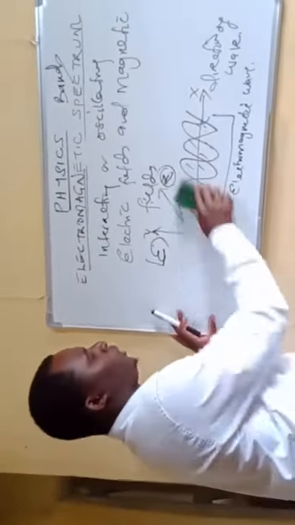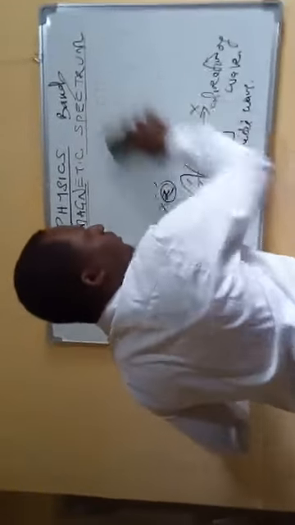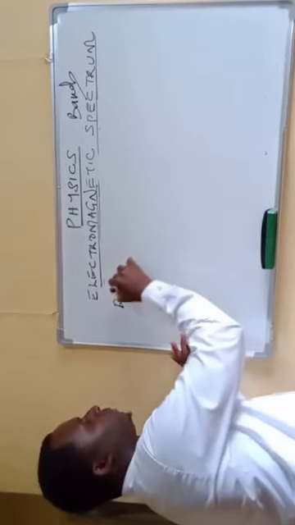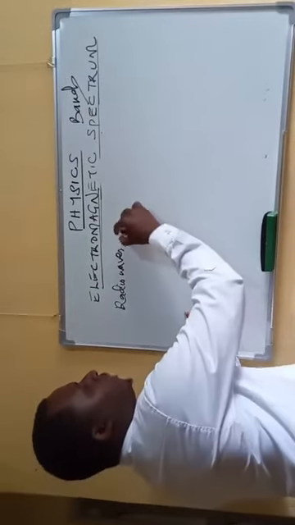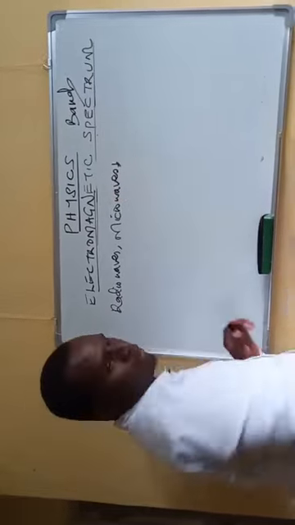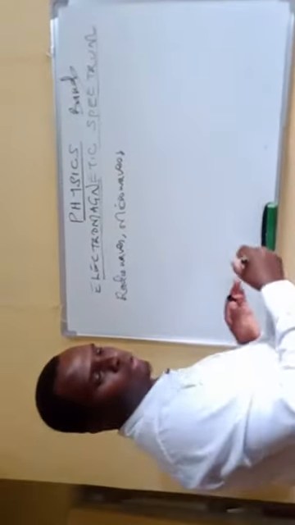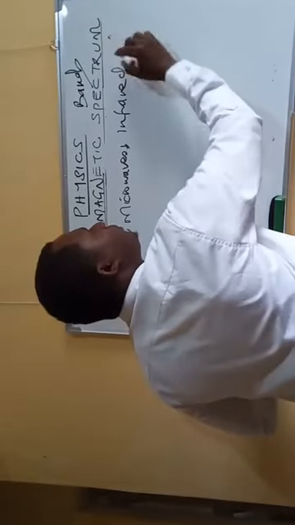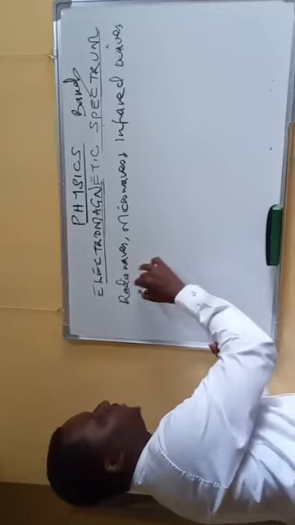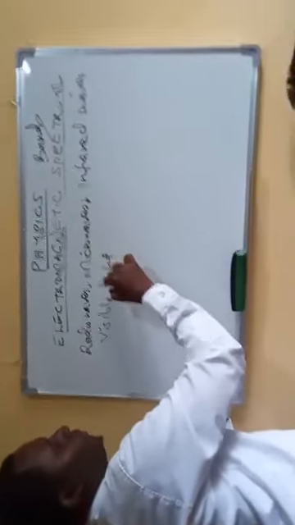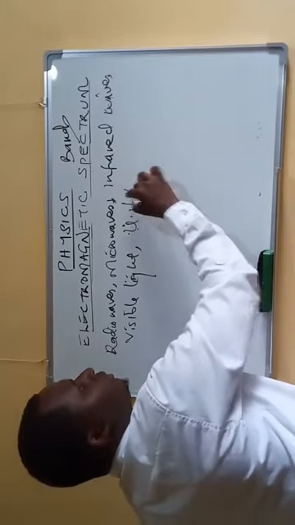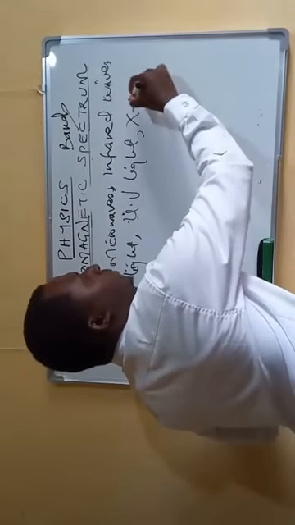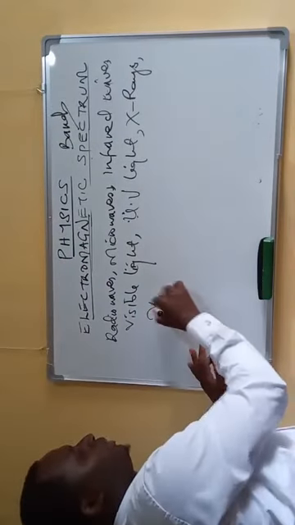Now, there are several examples of electromagnetic waves, and we're going to look at them. We list all of them in the order of how they follow each other in the electromagnetic spectrum. So in this case, we'll start with the radio waves. Then we have the microwaves. From the microwaves, we have the infrared waves or radiations. Then we have the visible light. You have the UV light. Then from here we have the X-rays. Then the gamma rays.